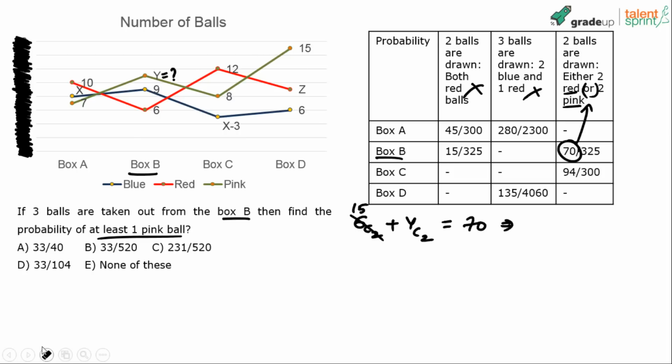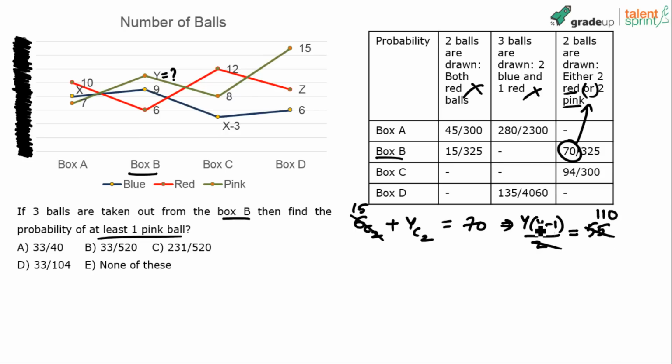So Y into Y minus 1 divided by 2 is equal to 70 minus 15. 70 minus 15 is what? 55. Into 2 will make it 110.